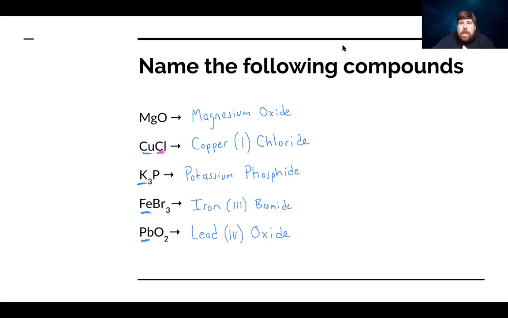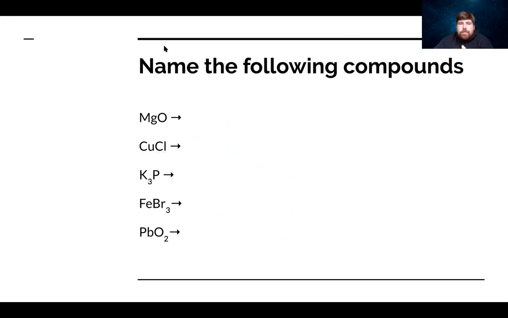Excellent. So pretty much with all of the binary ionic compounds, it's metal as is, then non-metal with the IDE ending, and you have to consider if that metal is a transition metal or not.